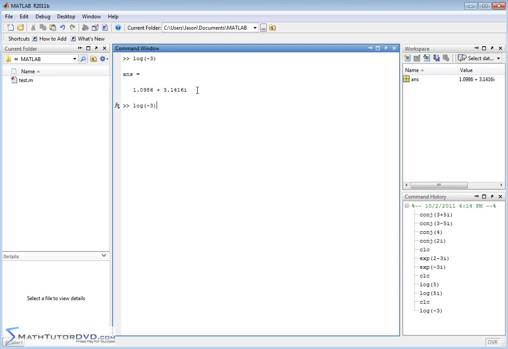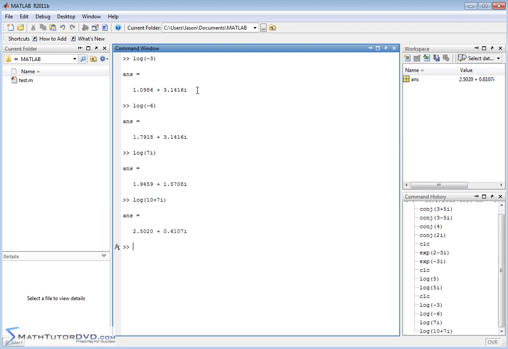So you can take the logarithm of negative numbers. You can take the logarithm of imaginary numbers. You can take the logarithm of complex numbers, which have a real plus an imaginary part. And MATLAB understands all this and basically does everything behind the scenes. So exponentials and logarithms are taken care of.